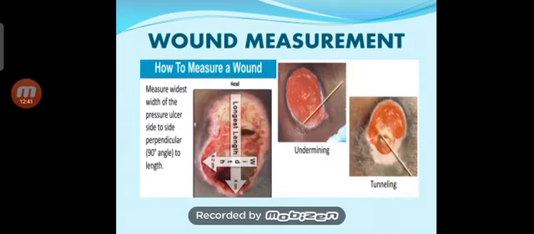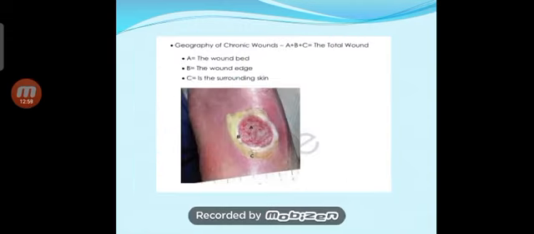Wound measurement. Measure widest width of the pressure injury side to side, perpendicular, at a 90 degree angle to length. Undermining is the tunneling wound that begins directly under the wound edge. Tunneling or sinus tract is the narrow channel or passageway extending into healthy tissue. Geography of chronic wounds. A. Wound bed. B. The wound edge. C. The surrounding skin.